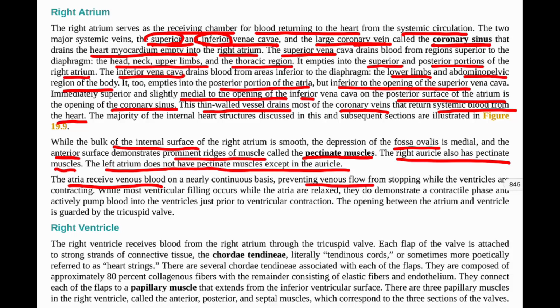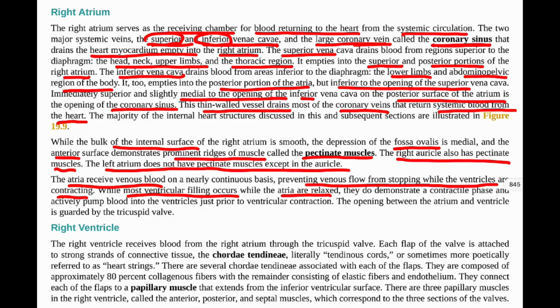While most ventricular filling occurs while the atria are relaxed, they do demonstrate a contractile phase and actively pump blood into the ventricles just prior to ventricular contraction. The opening between the atrium and ventricle is guarded by the tricuspid valve, which we just mentioned.